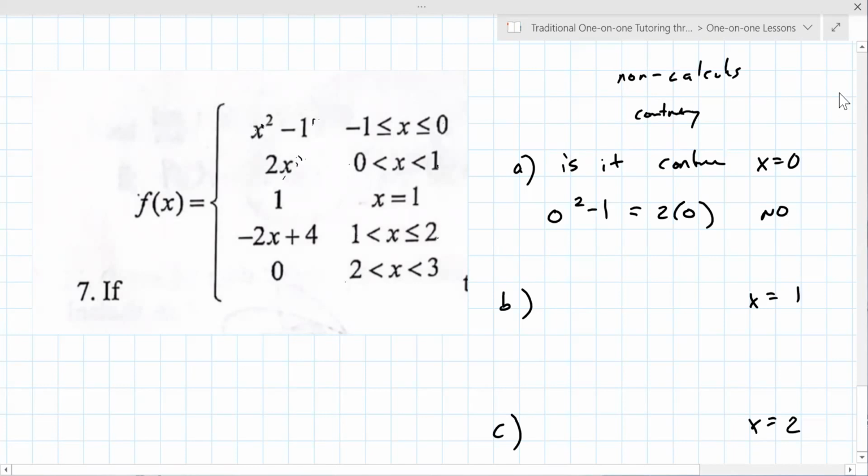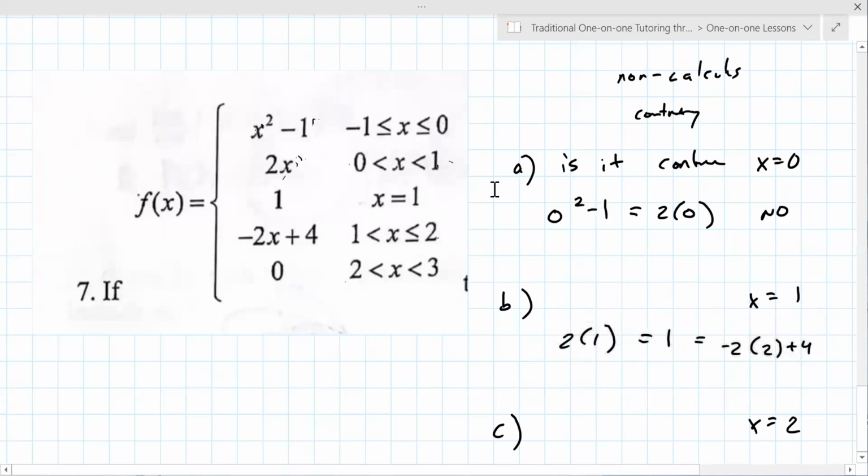Okay, yeah, I remember doing this. So then for x equals 1, this one's a little bit different because it actually gives you the value at 1. But you have to check: is 2 times 1 equal to 1, equal to -2 times 1 plus 4? But isn't 1 not defined at -2x plus 4?